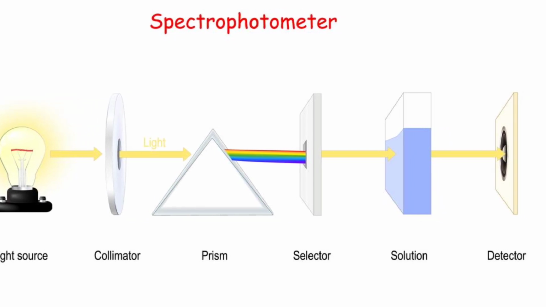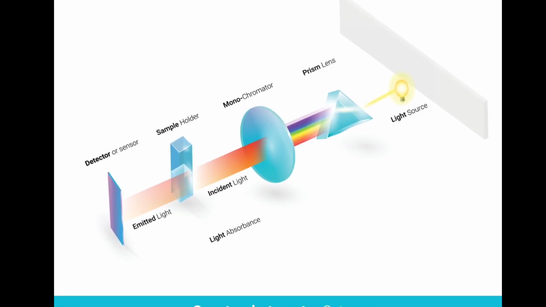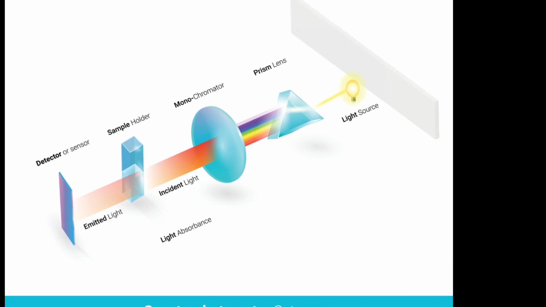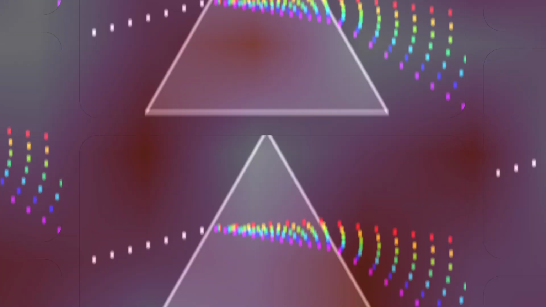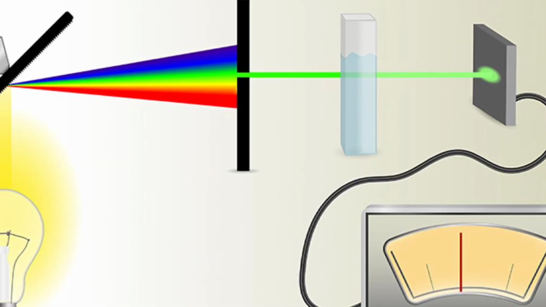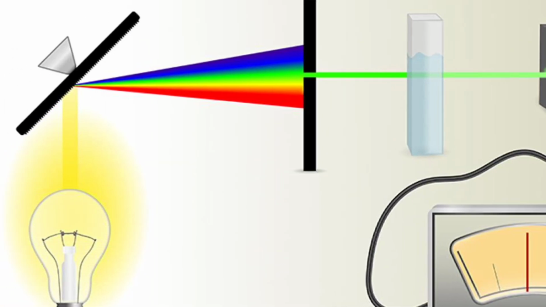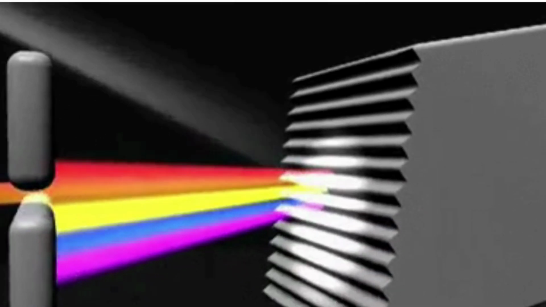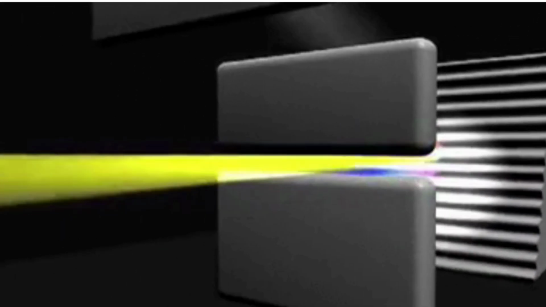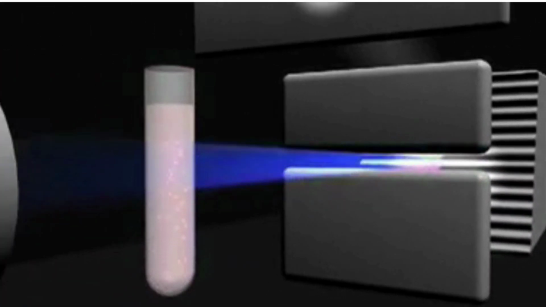A lamp provides the source of light. The beam of light strikes the diffraction grating, which works like a prism and separates the light into its component wavelengths. The grating is rotated so that only a specific wavelength of light reaches the exit slit. Then the light interacts with the sample. From this point, the detector measures the transmittance and absorbance of the sample.